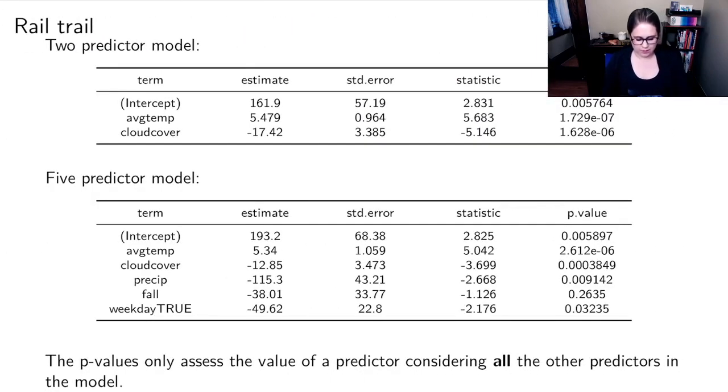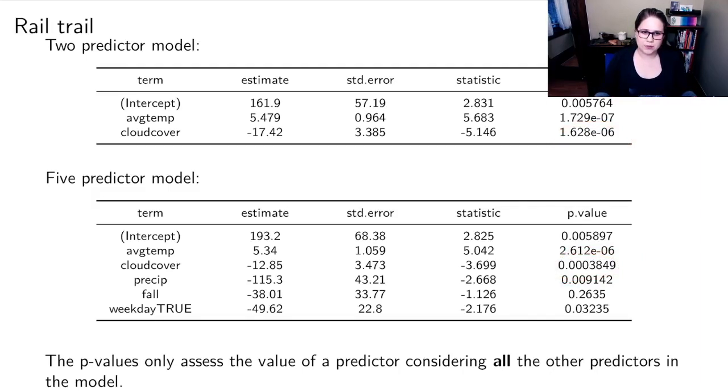So I could look at my 2-predictor model, where I was just looking at average temp and cloud cover, and my 5-predictor model, where I have average temp, cloud cover, precipitation, fall, and weekday true. Things are going to be different every time I add additional predictors. So the estimate, the slope for average temperature, does not stay the same. The slope for cloud cover does not stay the same. The p-values do not stay the same. So every time you add more variables into a model, the whole model changes.